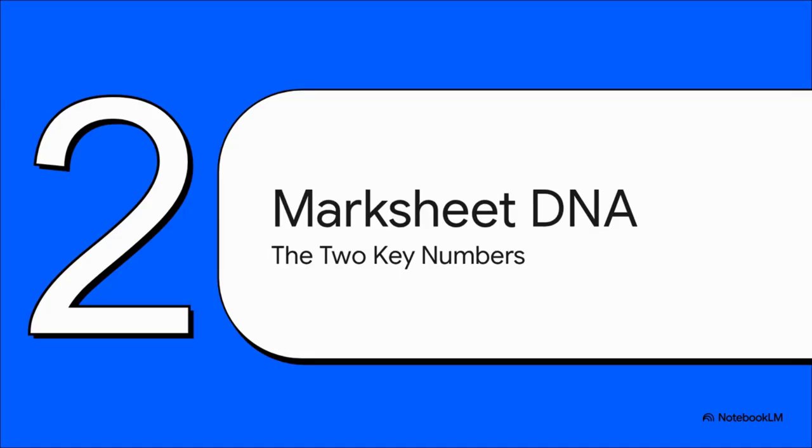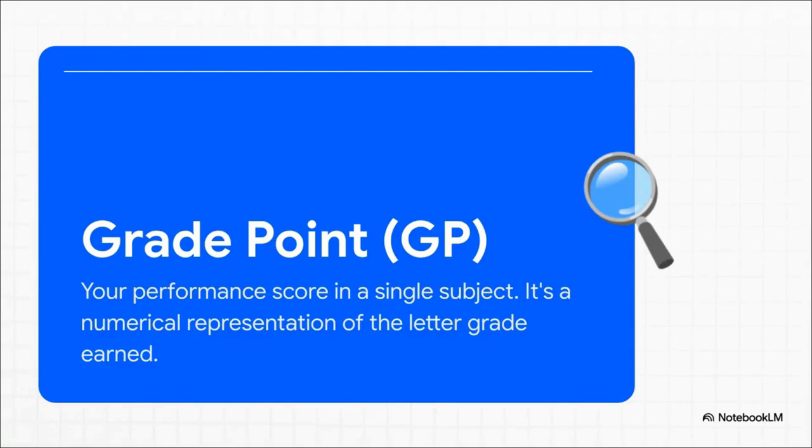Right, let's get to the good stuff, the actual calculation. And to do that, we need to understand the two fundamental building blocks of the entire system. Your whole academic record, every single course, boils down to just two numbers. Let's break them down. First up, we have the grade point, or GP. This is the quality part of your grade. It's just a straight-up number that's assigned to the letter grade you get. You know, an O for outstanding might be a 10, an A+ could be a 9, and so on. So think of it as the raw score for how well you did in one class.